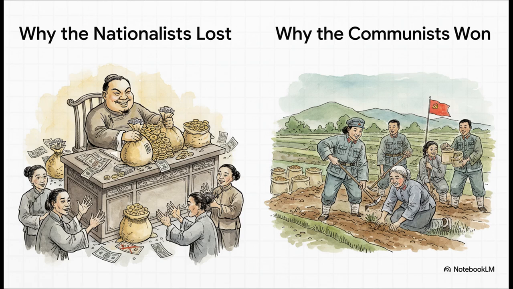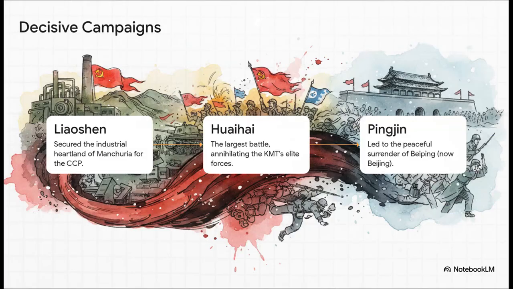Meanwhile, the communists were out there making promises that people wanted to hear, especially the peasants. They promised land and stability, and millions of ordinary people flocked to their side, becoming the backbone of their entire war effort. And once the tide turned, the end came incredibly fast. In just a few short months, between 1948 and 1949, the communists launched 3 gigantic campaigns: Liaoshen, Huaihai, and Pingjin. These weren't just battles, they were knockout blows that completely destroyed the best troops the nationalists had. After that, it was all over for the mainland.